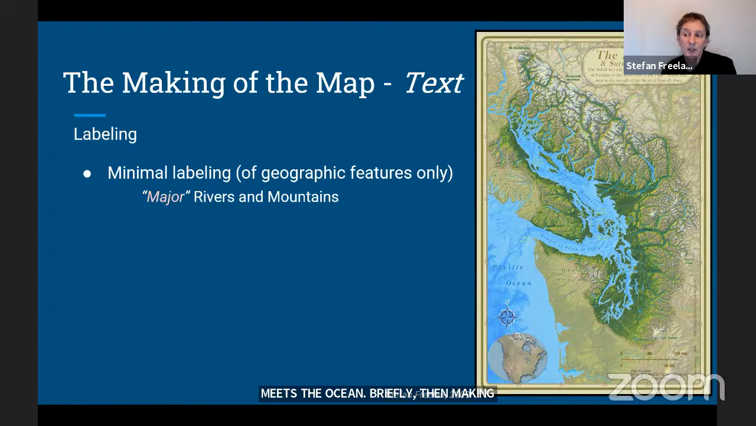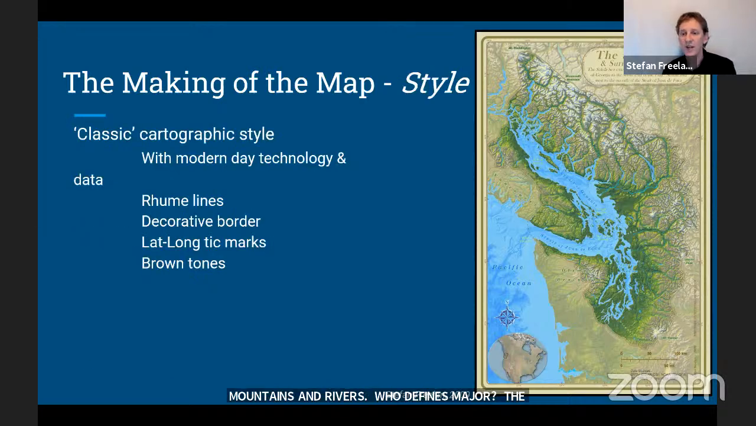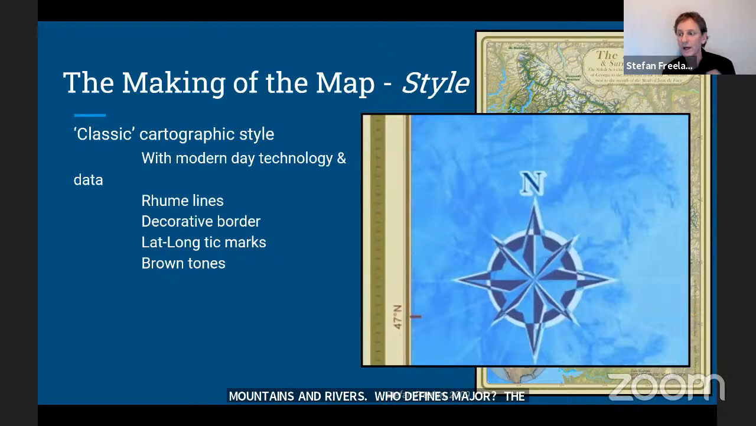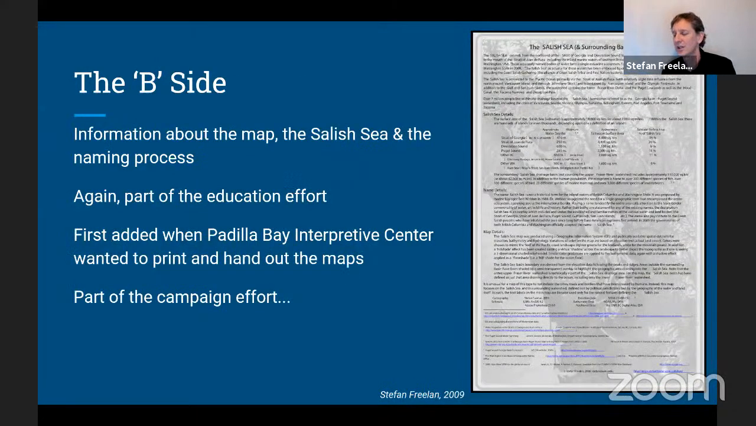The only text really are the geographic features, the major mountains, the major rivers. Who defines major? The cartographer does. And then the cartographic elements like the title and the north arrow and the scale bar. We're going for a classic feel, with rhumb lines radiating out at the cardinal directions, mixing old with new technology, the hillshade, what's called a Swiss hillshade, and the sun glints and the modern data. So a mixture of old and new that hopefully captured people's attention.